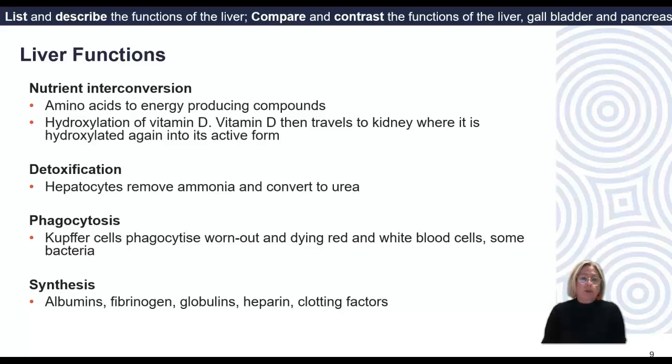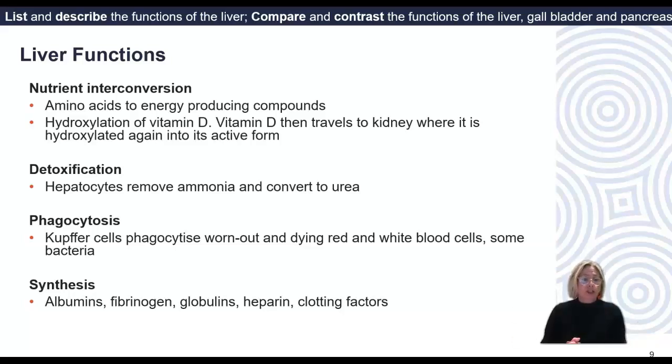Another example of nutrient interconversion then is the hydroxylation of vitamin D. Remember that first step of vitamin D synthesis occurs via UV exposure of the skin. That travels to the liver, where hydroxylation of it occurs, and then that form then travels to the kidneys, where it is hydroxylated again to its active vitamin D form, or calcitriol.